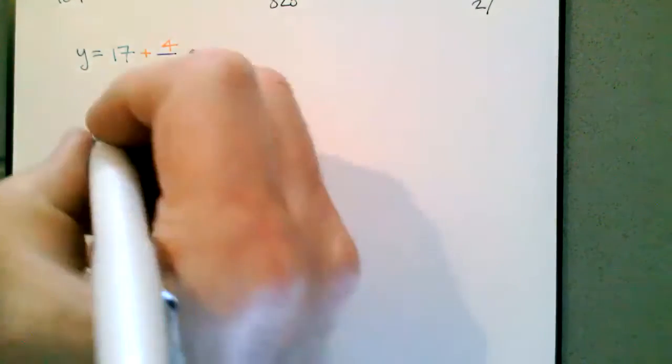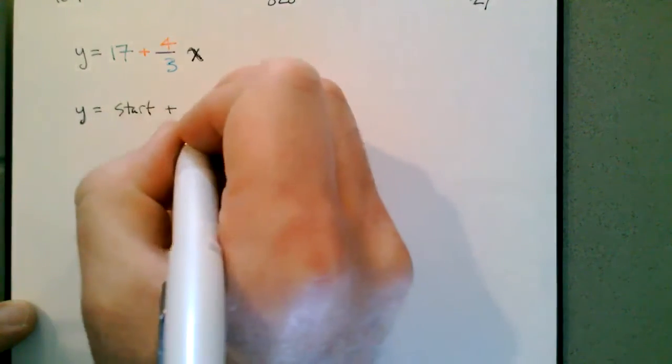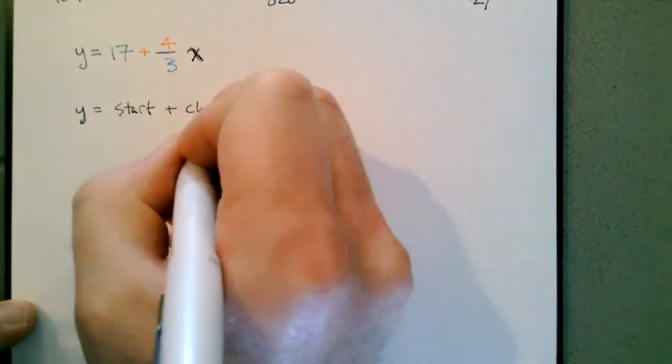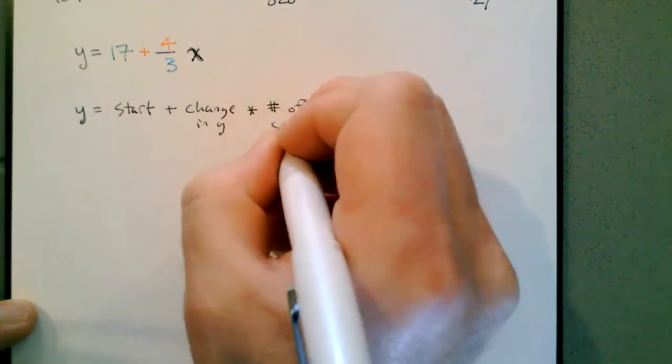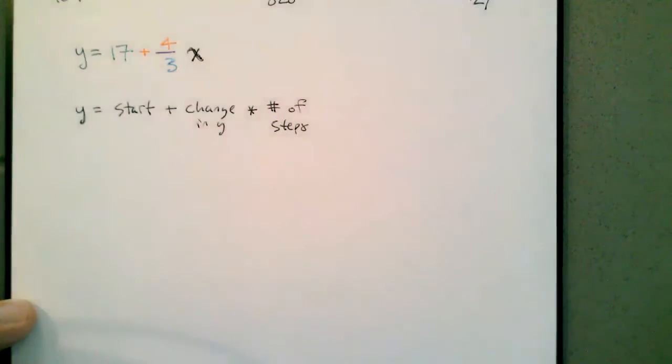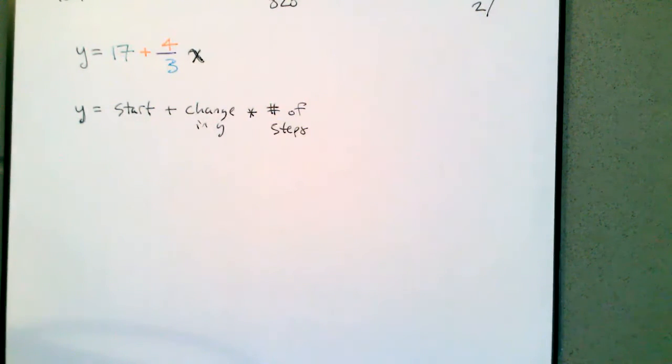I want this to look like y equals start plus the change in y times the number of steps. So to write this as the start plus the change in y times the number of steps, all we need to do is take the divided by 3 part and move it under the x instead of the 4. So we have 4 divided by 3 times x.